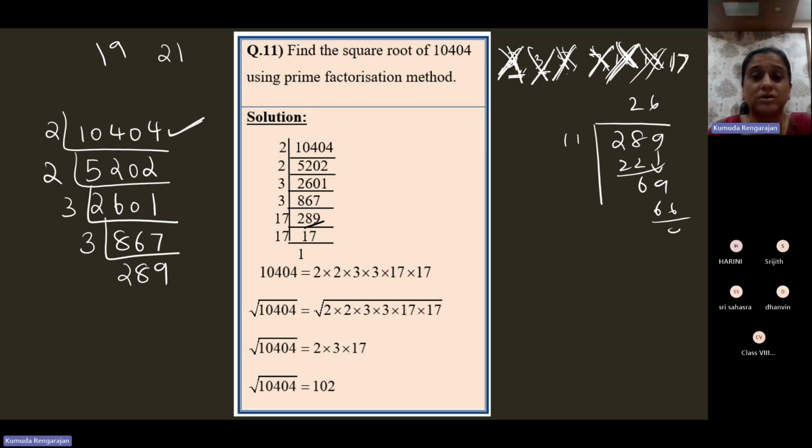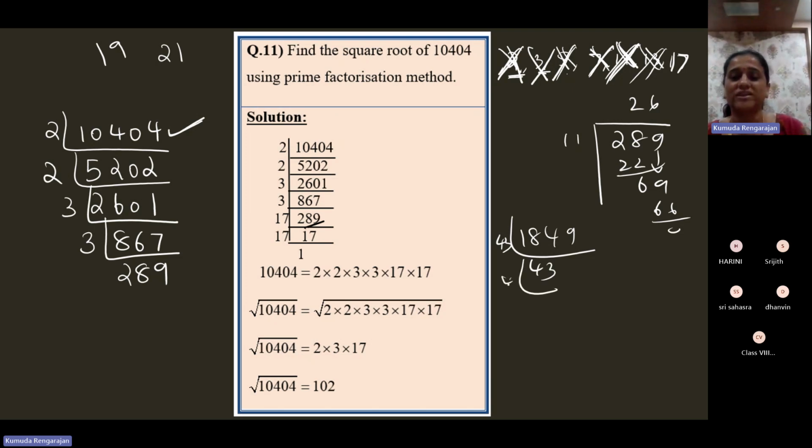You should keep doing. You should not give up. You should not be like, I tried till 11, it was not divisible, so I left the sum. No, no. That's why it's important. Sometimes, what is 43 into 43? 43 into 43 is 1849. If you have 1849, it's divisible by 43. So you'll try to divide by 7, 11, 13, 17, 19, 23, 29. It won't be divisible. But if you know that 43 into 43 is 1849, you can use it directly.